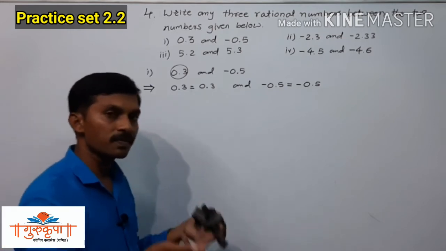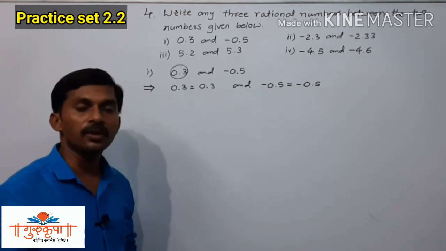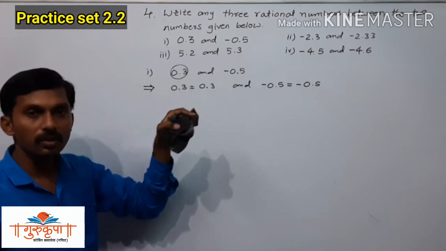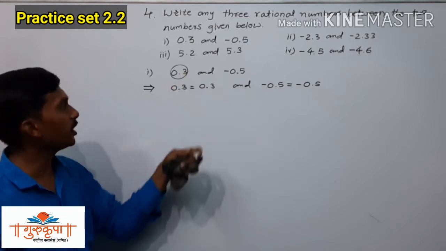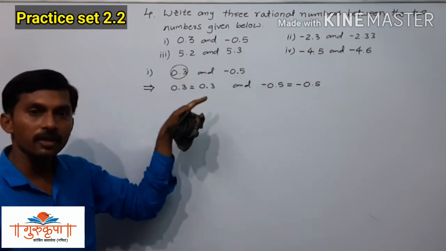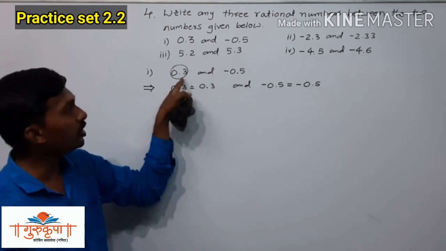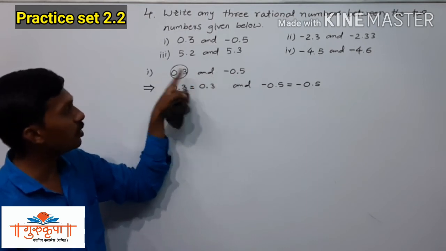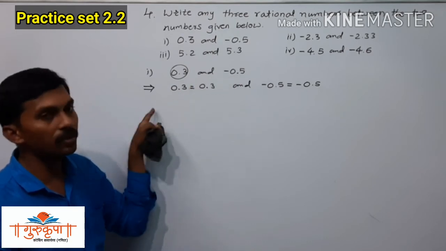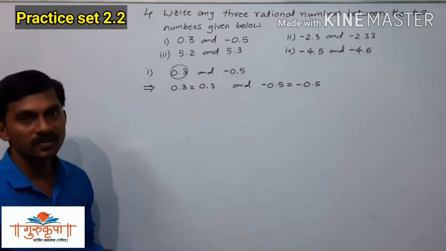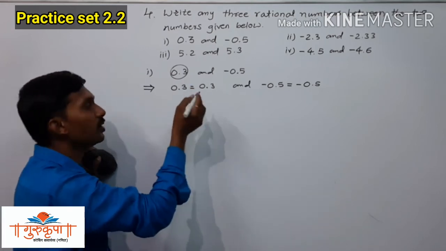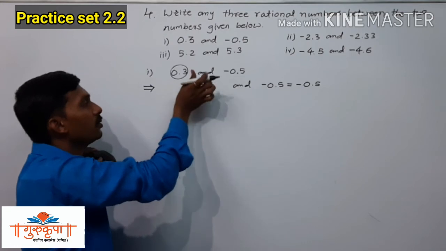With the help of the number line, you can write the numbers between these two. Or we have one more method: take the sum of these two, divide that sum by 2, and you will get a number between these two. Then take the sum of these two divided by 2 again, and you will get the third number. So you can easily get the three numbers. Now you can simply write how many numbers we have to write.